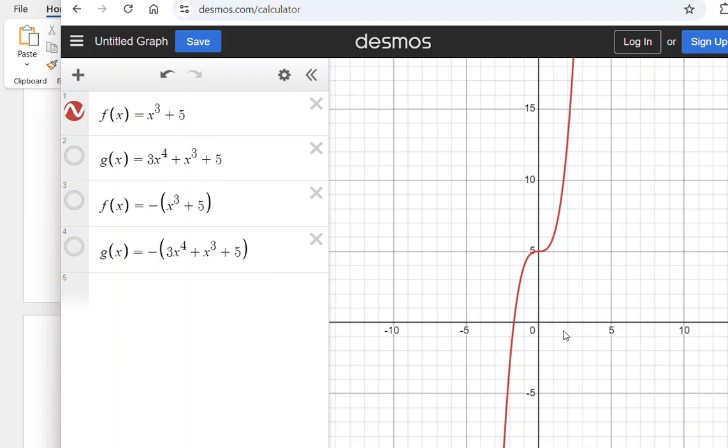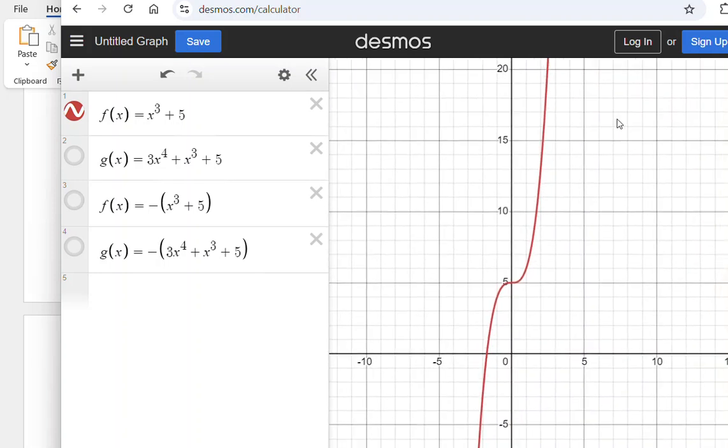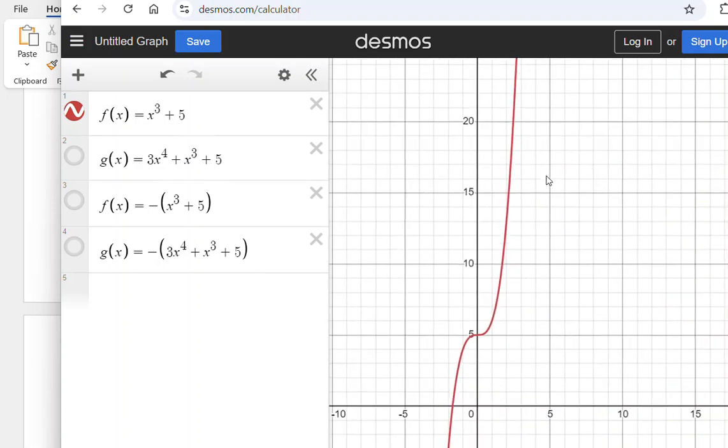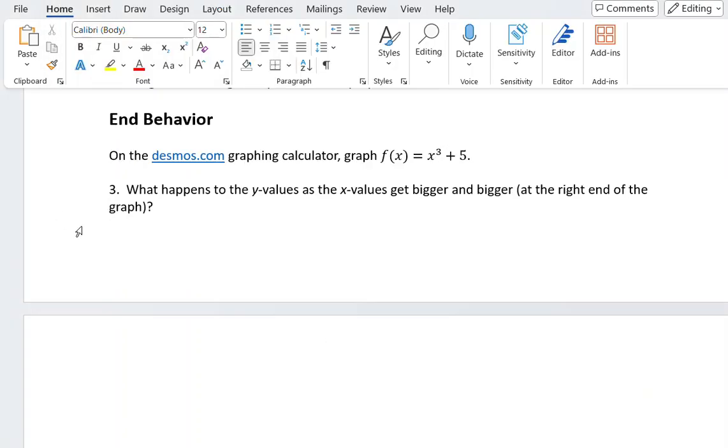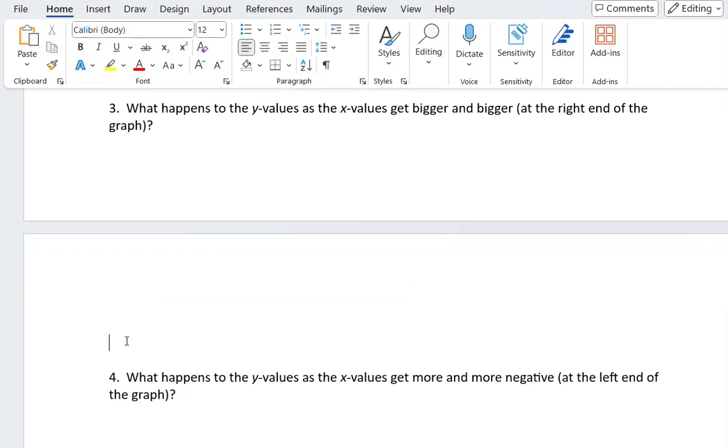So as my x values get larger and larger, I can see that my y values are also getting larger and larger. The graph is going to continue to increase as my x values increase. Y values increase as x increases. Or I could say the y values go to infinity.